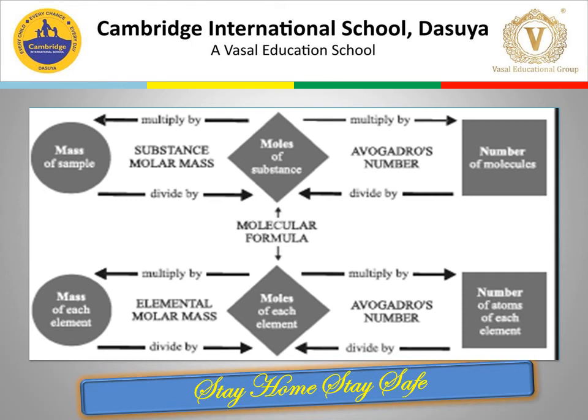Similarly, if we multiply the moles of each element by the Avogadro number, we get the number of atoms of each element. And if the number of atoms of each element is divided by the Avogadro number, we get the mole of each element. You should know this interrelationship to find out the quantities which are asked in the mole concept.